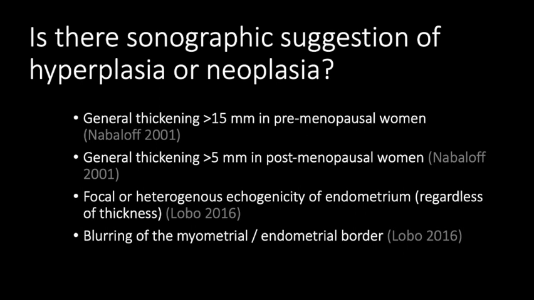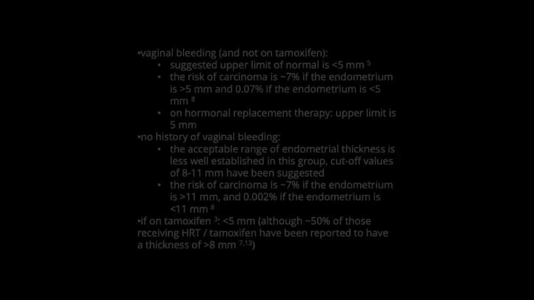biopsy. And focal or heterogeneous echogenicity of the endometrium, regardless of thickness and regardless of the woman, is considered to be a poor portending sign that there might be some hyperplasia or neoplasia present. Similarly, if you don't get a clear distinction between the myometrial and endometrial border, this can also be a sign that there may be something pathologic at play.